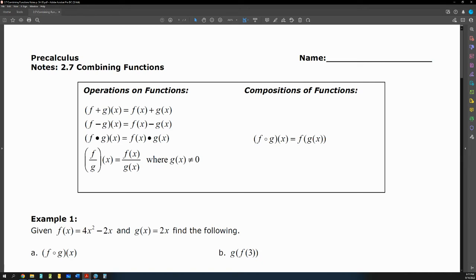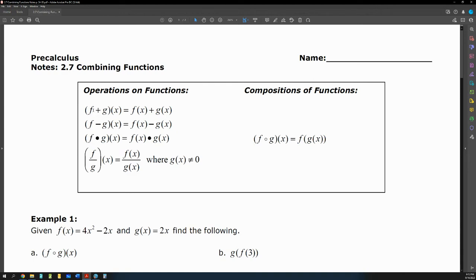Hi everyone. Today we're going to be doing our notes on 2.7, combining functions. In this section, we're going to be doing all four operations on functions: adding and subtracting, multiplying and dividing functions. And we're also going to be composing functions, so f of g of x or g of f of x. So I just want to start with looking at some definitions.